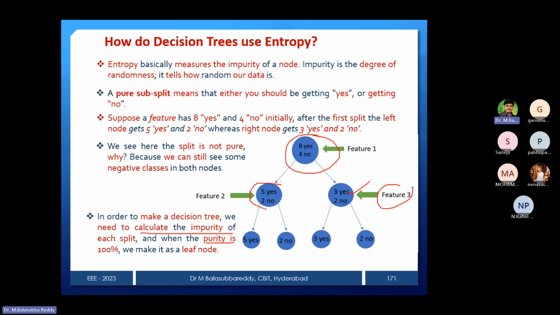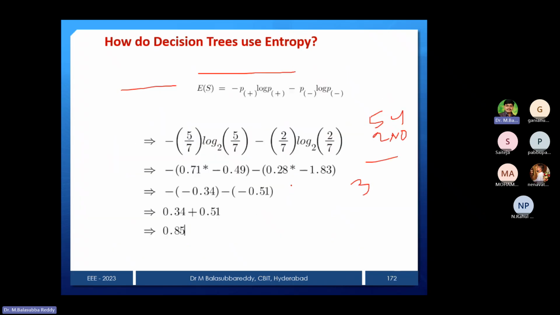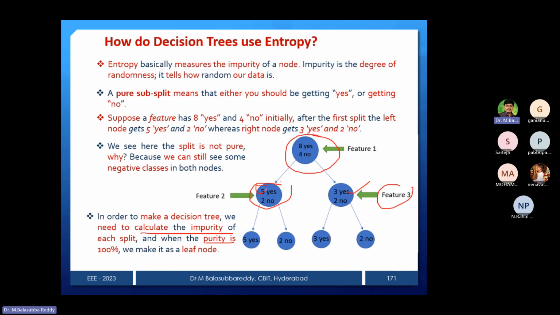We'll consider only feature 2 first. We'll calculate the entropy. 5 and 2 are the counts for feature 2. In 5 and 2, what is P plus? P plus is the probability of the positive class. So positive is 5, out of how many? 7, because you can see here the total is 7, 5 and 2, in feature 2.